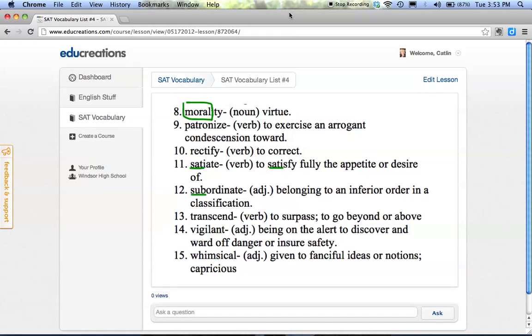15 is whimsical. And remember, in our last list, we had the word capricious. This is a synonym. Someone who is whimsical is given to fanciful notions or ideas. They kind of just do whatever they want. If they get an idea in their head, they'll go do it. They're not going to worry too much about the details or the consequences. They tend to be very light-hearted, light-spirited people. So someone who's described as whimsical is maybe very spontaneous, very carefree.